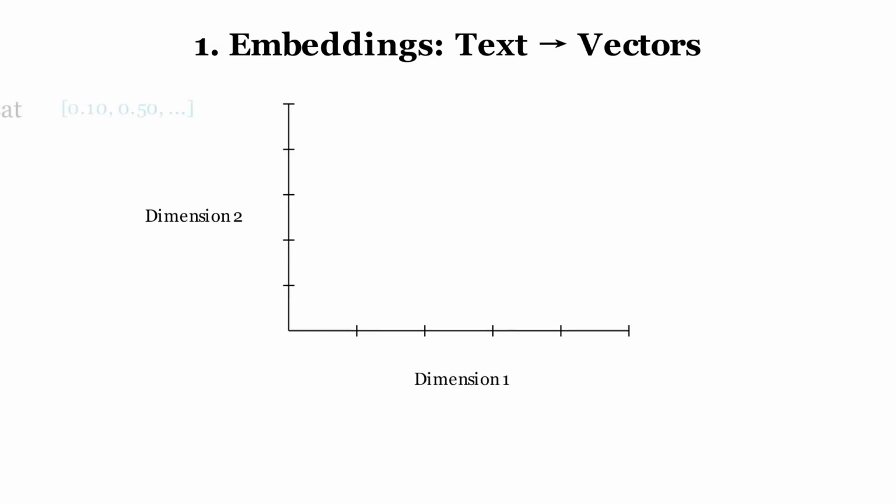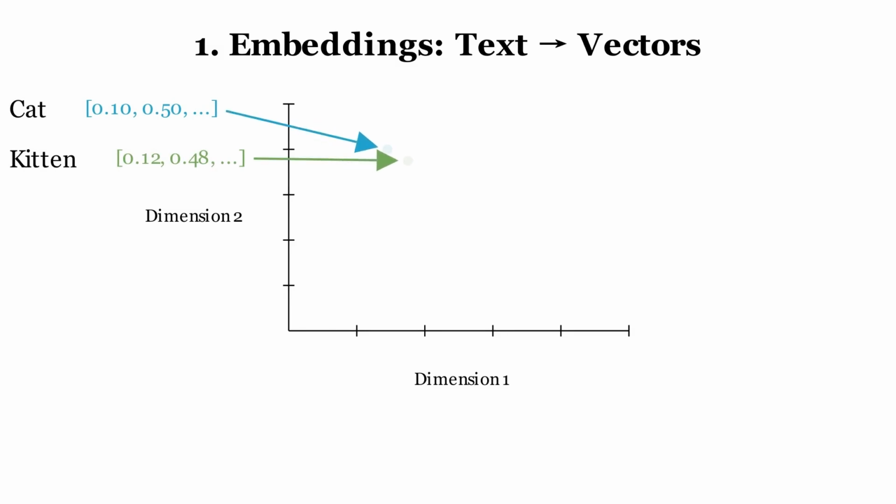Embeddings. Text is turned into numbers, vectors. Similar meanings equal close numbers in vector space. The words cat and kitten, when plotted, lie closer to each other, which means they are semantically similar to each other.